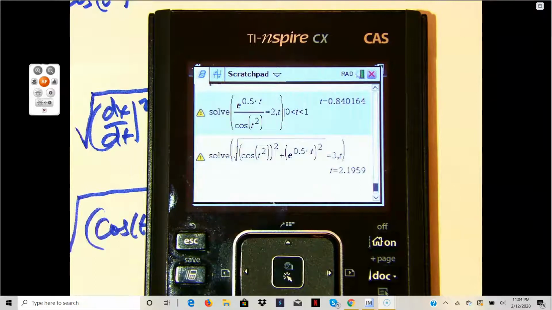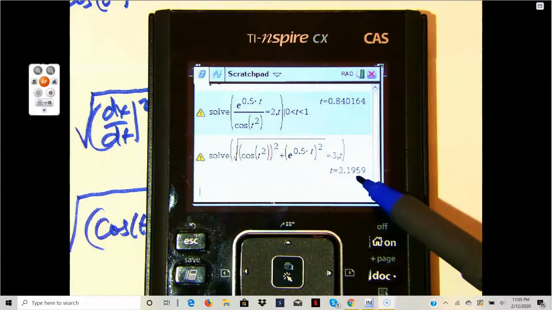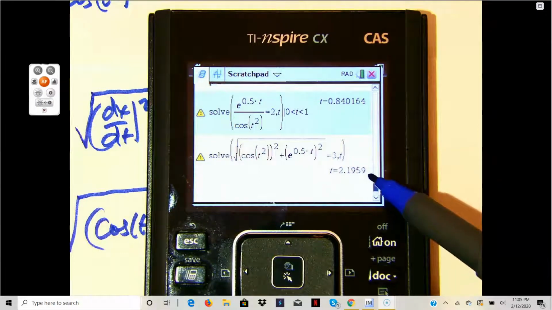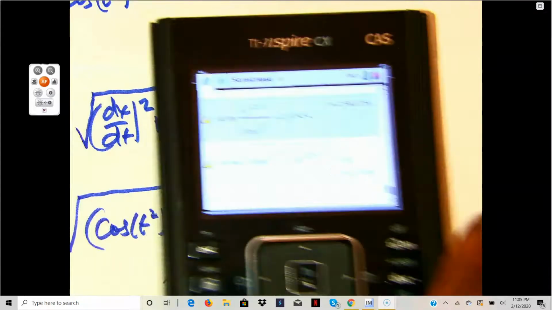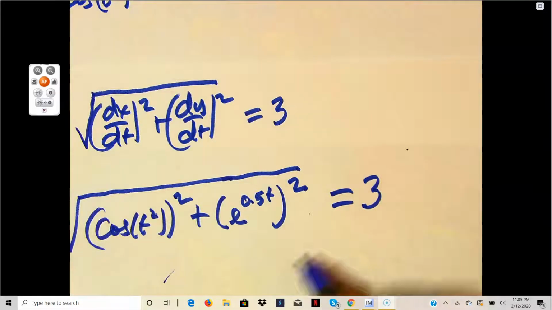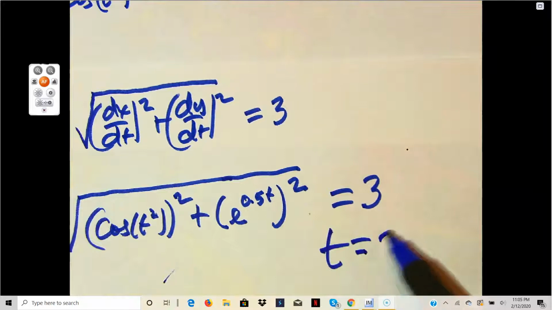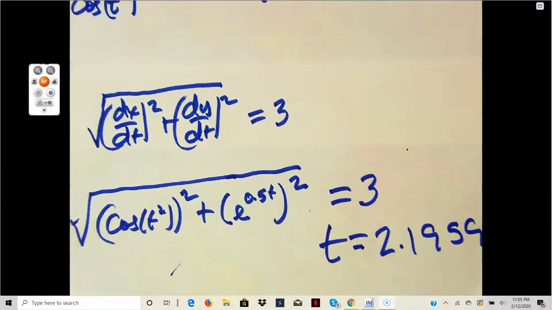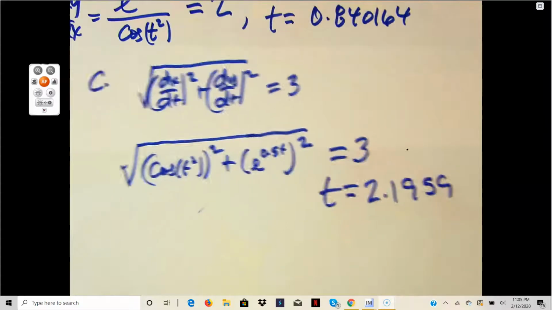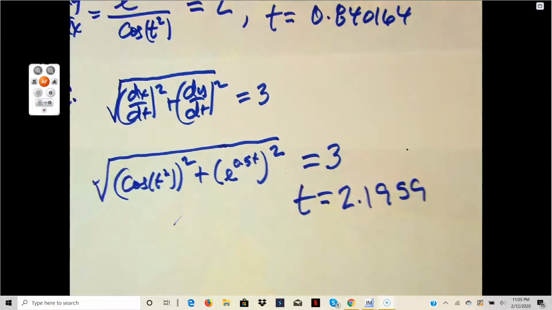It's evaluating it. So here, at time t equals 2.1959, that is when our speed is going to equal 3. So we'll say t is equal to 2.1959. All right. So now this just leaves part D.